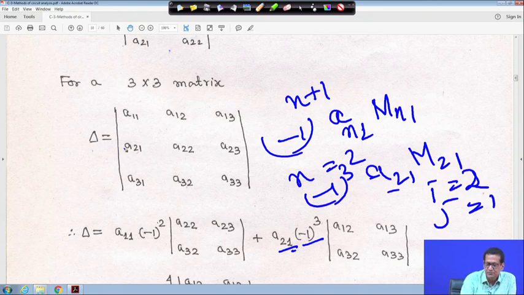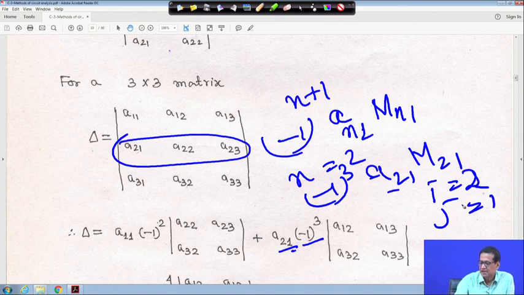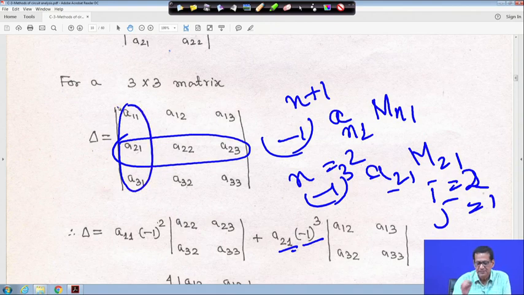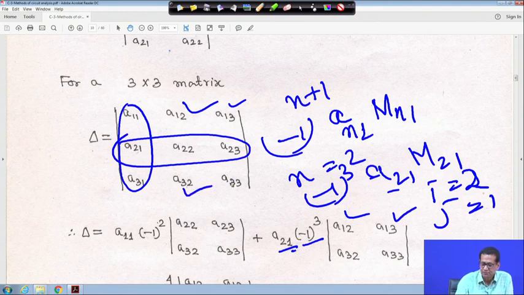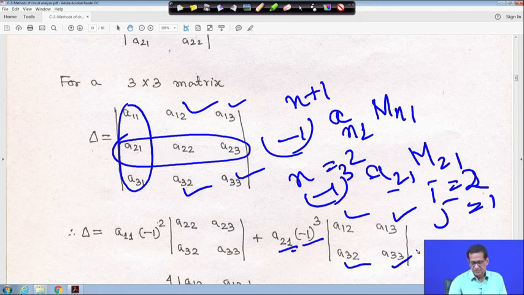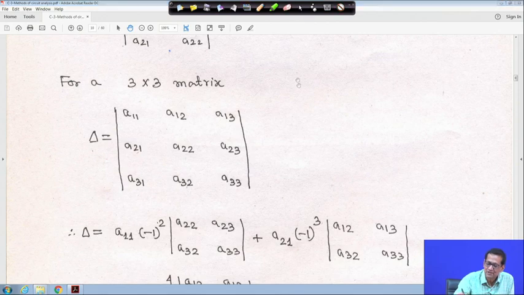Second row means this one will go, and j is equal to 1, first column, this one will go. So what will be there? a 1 2, a 1 3, and a 3 2, a 3 3. This way you can easily obtain minors. I hope these things are understandable to you. So, let me clean it.